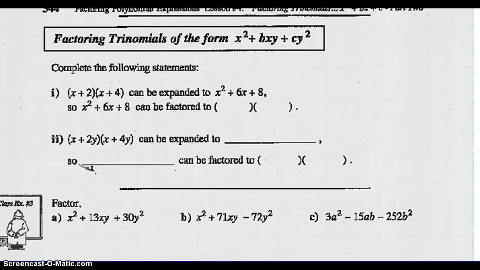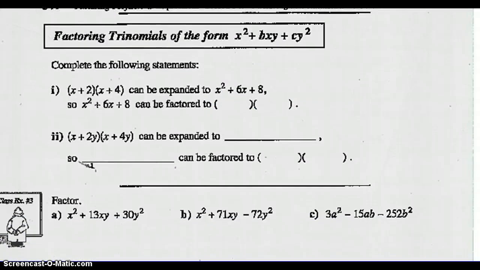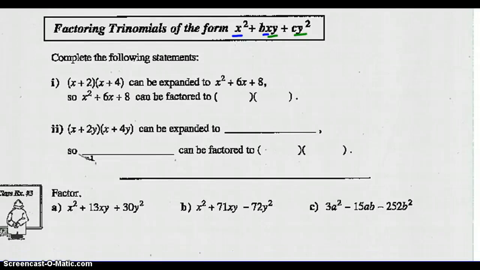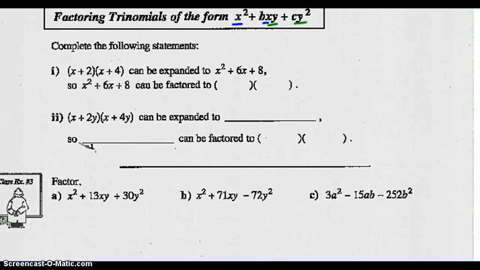Factoring trinomials of the form x squared plus bxy plus cy squared. All that's happening now, instead of being in one variable like x, we're adding another variable like y. Everything else is pretty much the same. So let's just look at this example. It nicely illustrates what's going to happen if we introduce a second variable to our trinomial.